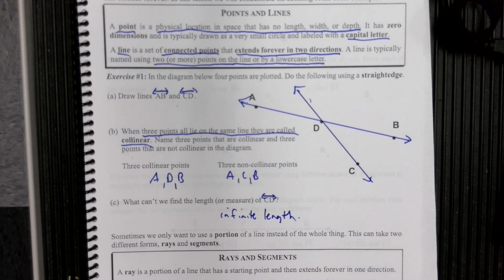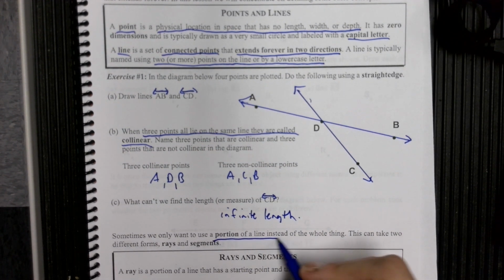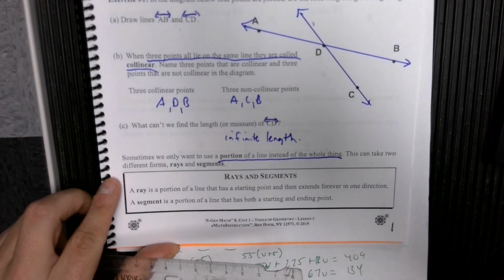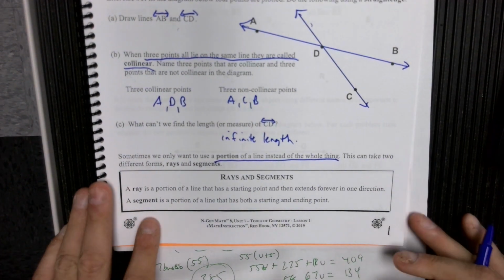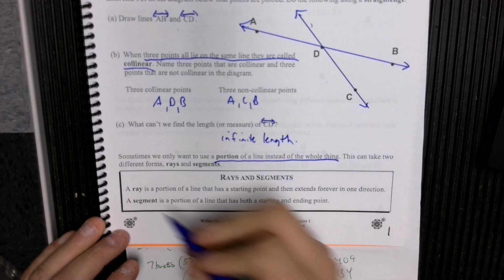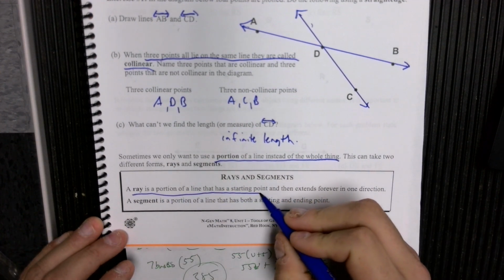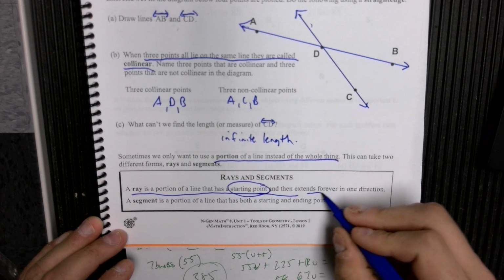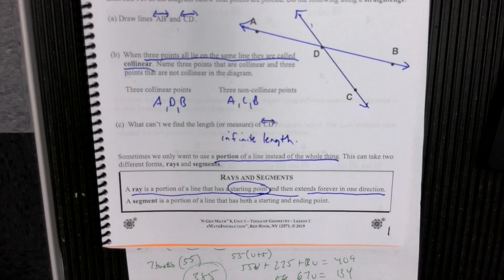All right? Many times we only want to use a portion of a line instead of the whole thing. Okay, and they could be in the forms of rays and segments. So rays and segments, 2 other words that come up a lot in geometry. Okay, and these are words I think that maybe you had seen before, maybe not in the last couple of years, but a ray is a portion of a line that has a starting point and extends forever. So starting point, and extends forever in one direction. Once again, that's also one of the lesson vocab words.